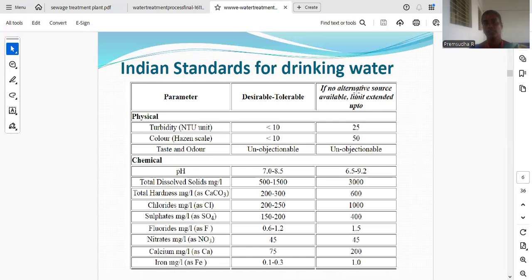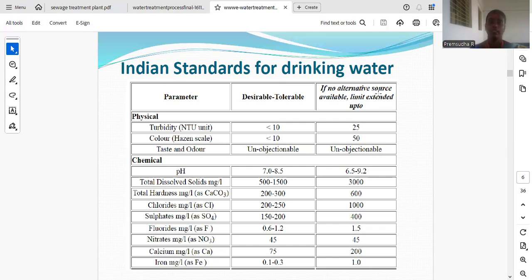If no alternative source is available, the limit is extended up to this. For example, here you can see turbidity. The unit of turbidity is NTU, nephelometric turbidity unit. The desirable limit is less than 10, and it is permissible. If there is no alternate source, if a water course or water body is not available, then we can take that water up to the turbidity limit of 25, which is permissible.